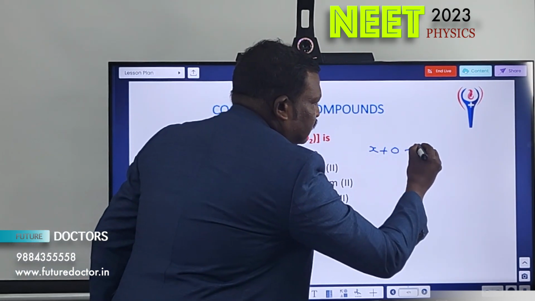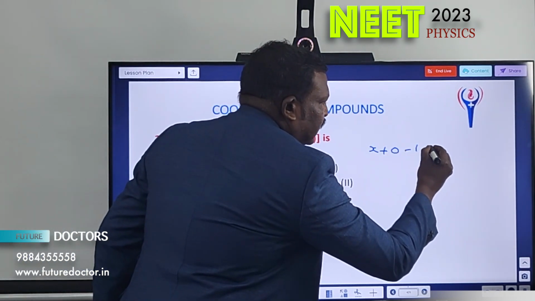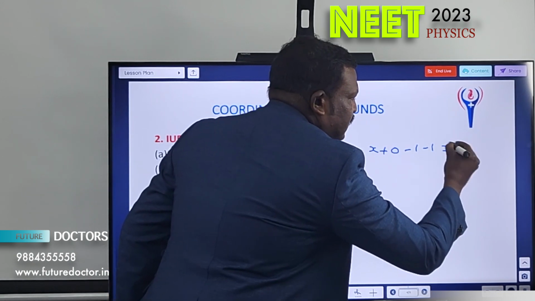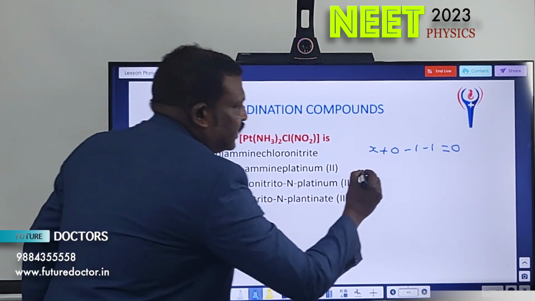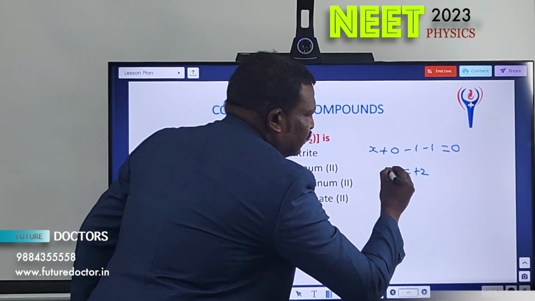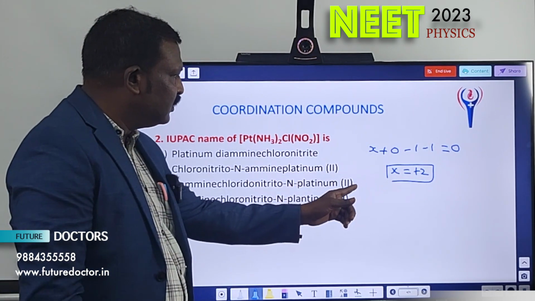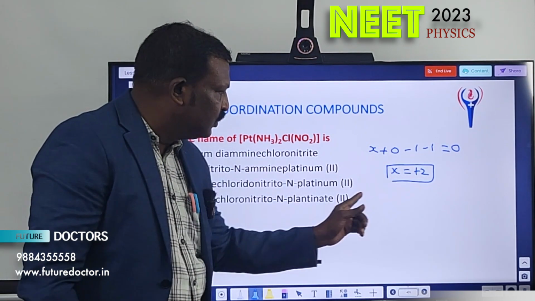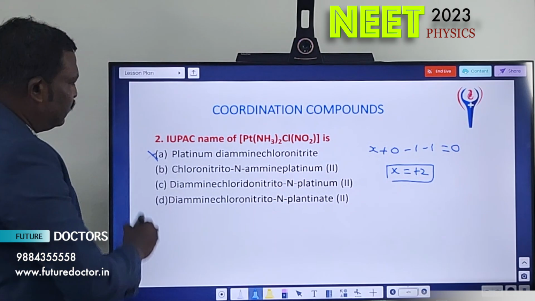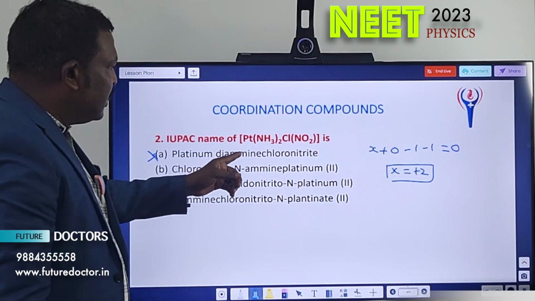One chlorine is there, so I put minus 1. NO2 is also a negative ligand, so minus 1. It is a neutral complex, so it is equal to 0. Therefore X is equal to plus 2. Understood? Right. Plus 2. The oxidation state is represented by the Roman numeral II in brackets. Okay. Understood? Right. Next one.